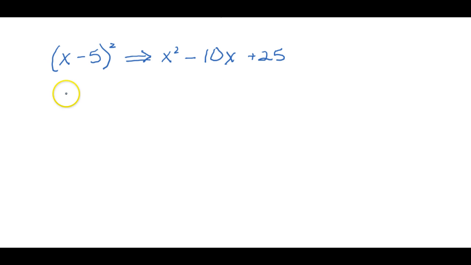So do one more just very quickly for practice here. I'm going to scoot this up, alright, and pause and try this. Try 3x plus 8 squared. Okay, pause.